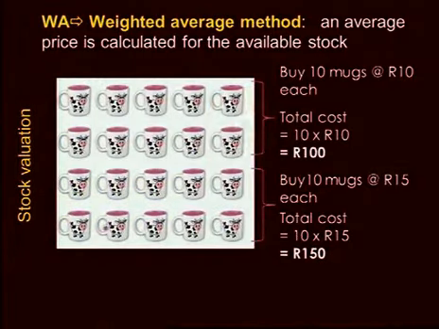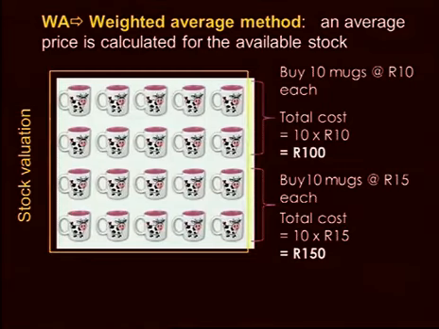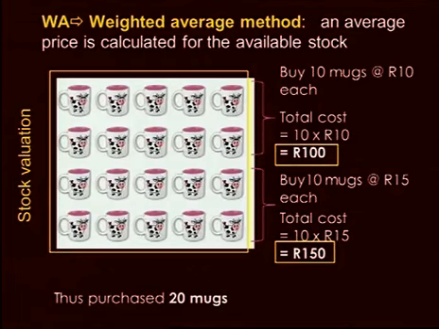We have 20 mugs. First batch purchased at 10 Rand, second batch purchased at 15 Rand. Total cost of the stock is 150 Rand. So if you take all that stock together, purchases of 20 mugs was 100 Rand plus 150 Rand, 250 Rand in total. Now I want to give these mugs, I don't want to work with first in, first out. I'm going to give them a weighted average.